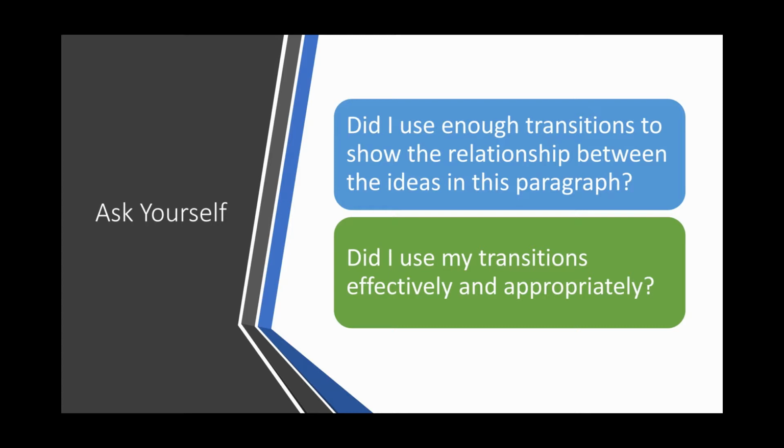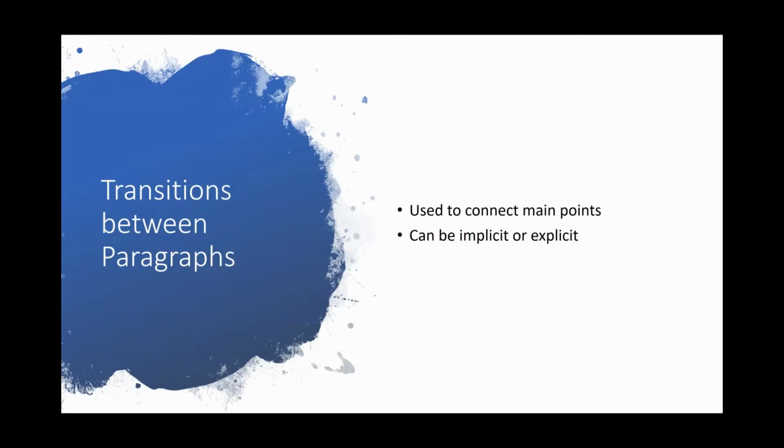Within paragraphs, strong writers often use both implicit and explicit transitions. You need to ask yourself, did I use enough transitions to show the relationship between the ideas in this paragraph? And did I use my transitions effectively and appropriately? Next, let's look at the transitions that occur between paragraphs.